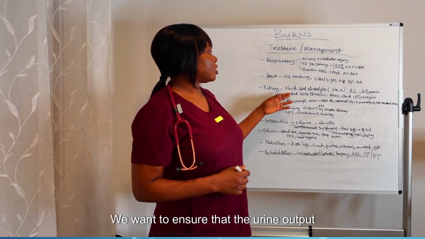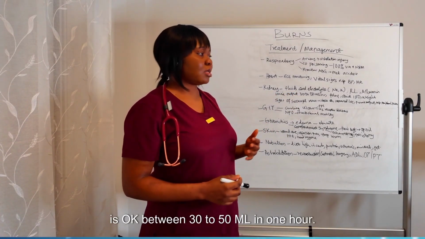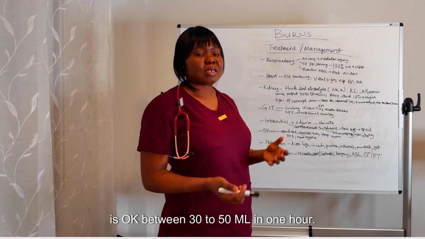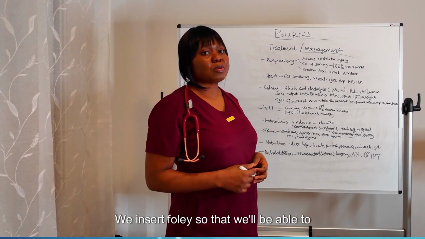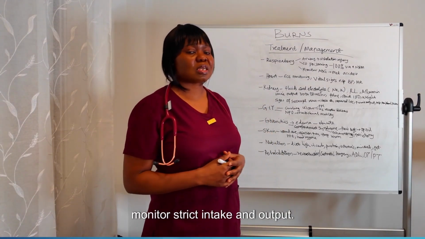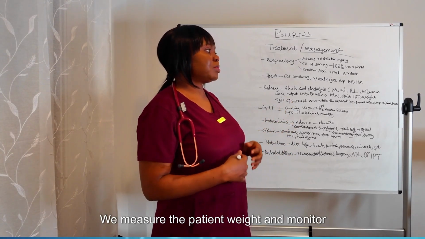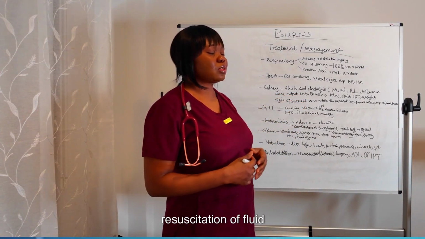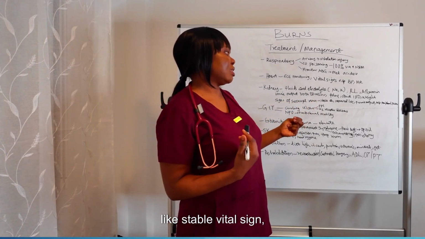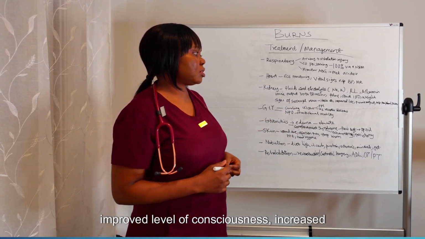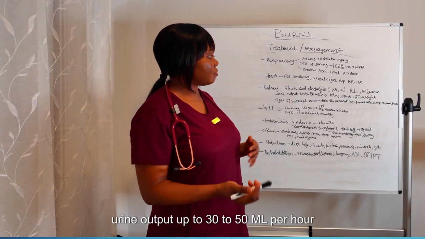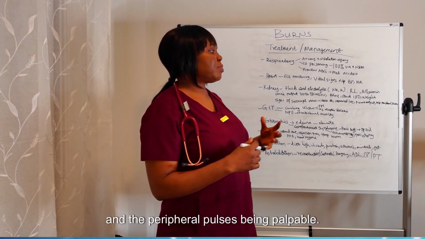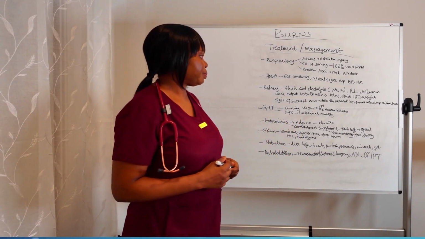We want to ensure that the urine output is okay, between 30 to 50 ml in 1 hour. We insert a Foley so that we'll be able to monitor strict intake and output. We measure the patient's weight and monitor it closely. We watch for signs of successful fluid resuscitation, like stable vital signs, improved level of consciousness, increased urine output of 30 to 50 ml per hour, and the peripheral pulses being palpable.